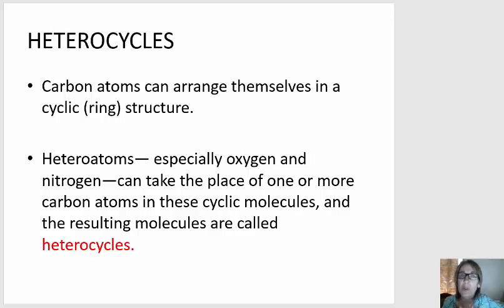We know that carbon is very versatile, and part of that chemical versatility is the ability to form ring structures. When there's a ring structure where one of the carbon atoms has been substituted out for a heteroatom, most typically oxygen or nitrogen, that ring is known as a heterocycle. And heterocycles are very common in biological molecules.